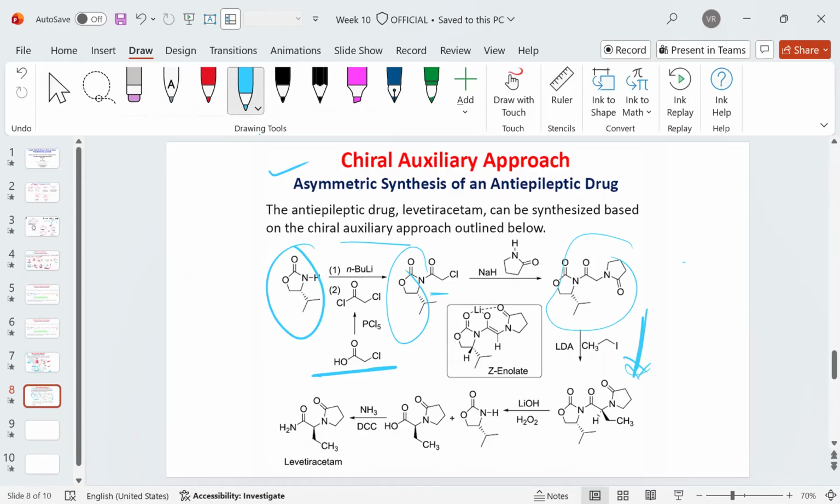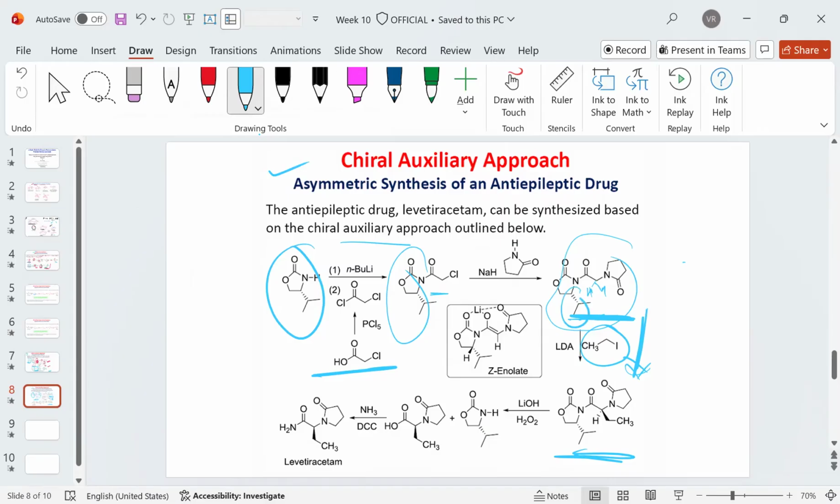In this step, from this intermediate to this product, the alkylation step occurs at the alpha position of this carbonyl compound, which here is an amide. Without the chiral auxiliary, this alkylation step occurs in a random manner. We get both products, in which this CH2CH3 group is attached either from the top side or from the bottom side, so we basically get a racemic mixture in the product. But if you introduce this chiral auxiliary, what happens?